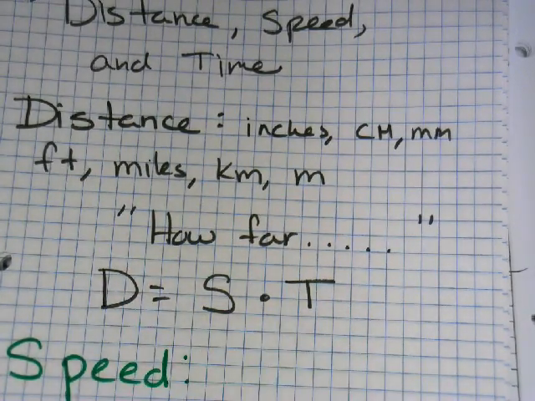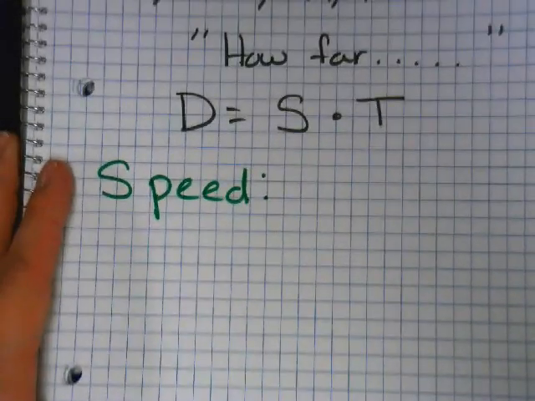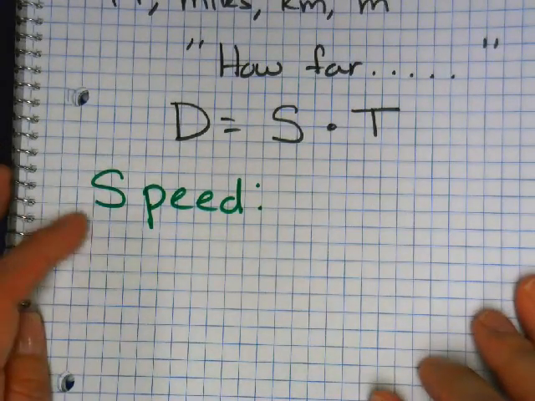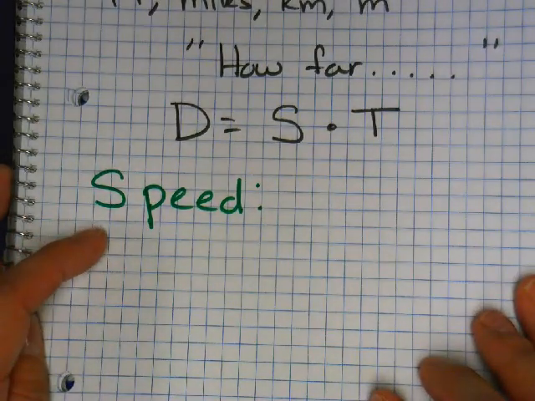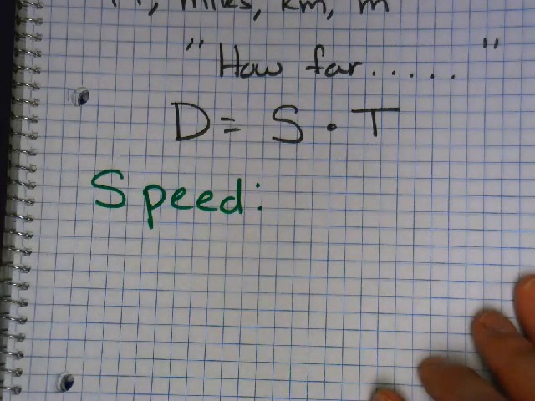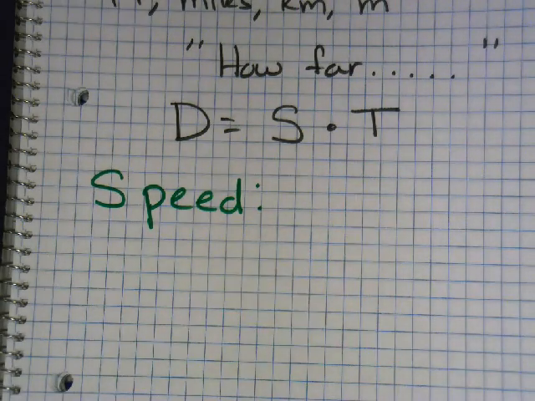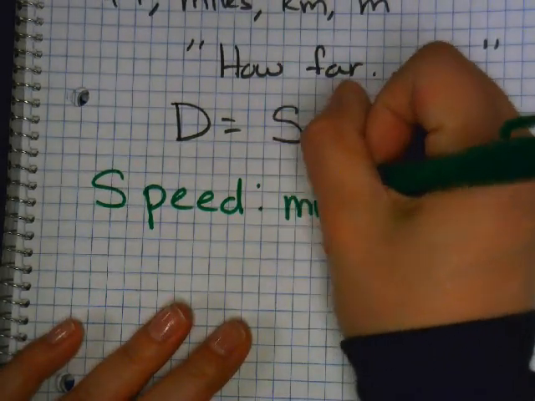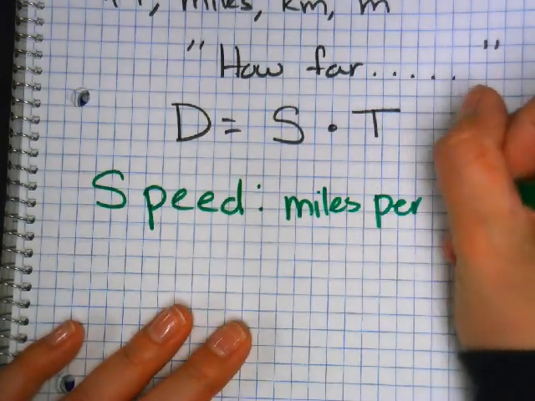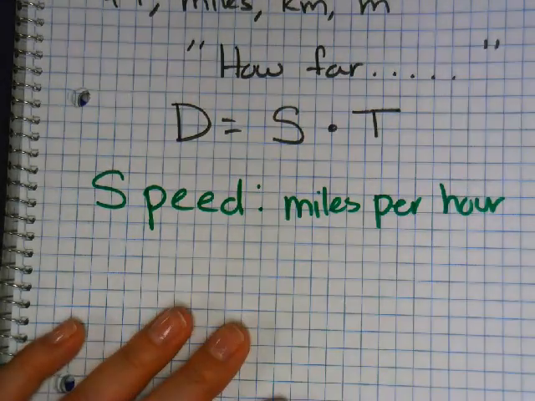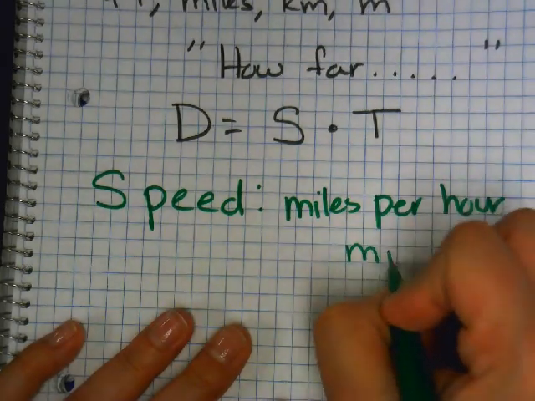All right, the next one that we get to learn today, very quickly, is speed. How do we measure speed? How do we measure how fast something's going? Sorry, let me rephrase. What are my units for speed? Miles per hour. Yes. Miles per hour, which we shorten as mph.